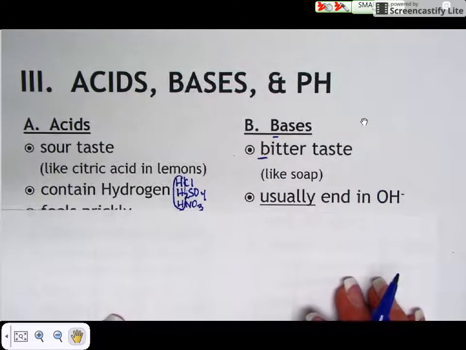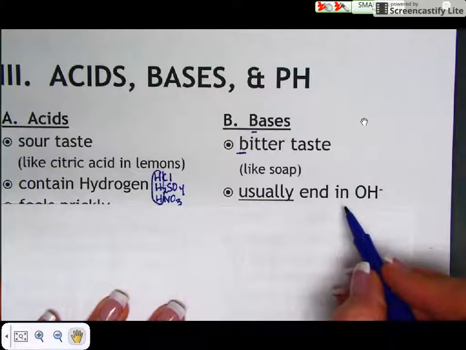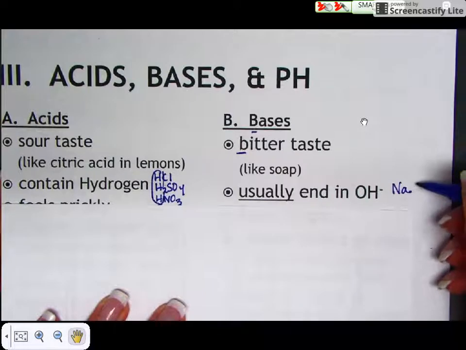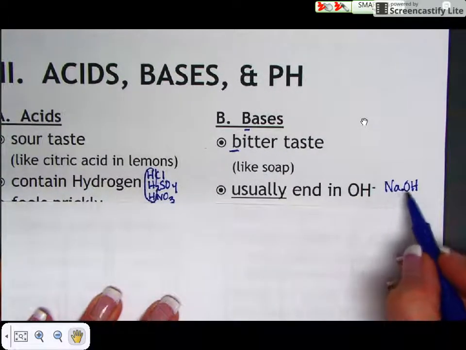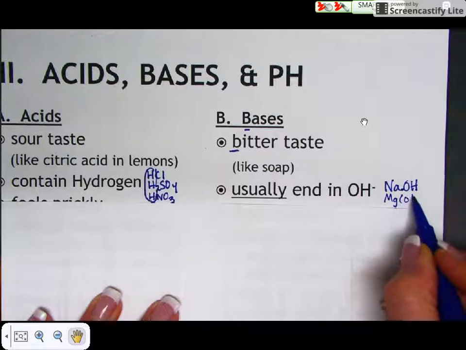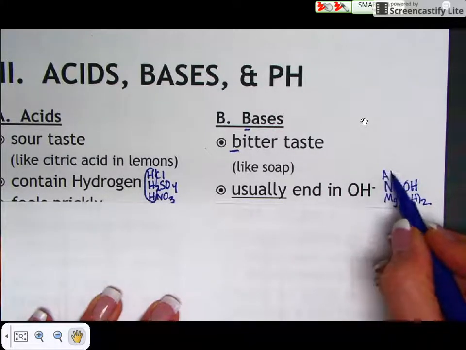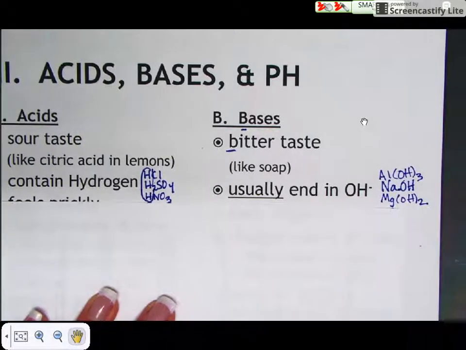Base formulas typically end in the OH ion. You'll see hydroxide ion. So, for example, sodium hydroxide. Sodium hydroxide is a strong base. Magnesium hydroxide, aluminum hydroxide. These are bases, so bases typically end in OH.